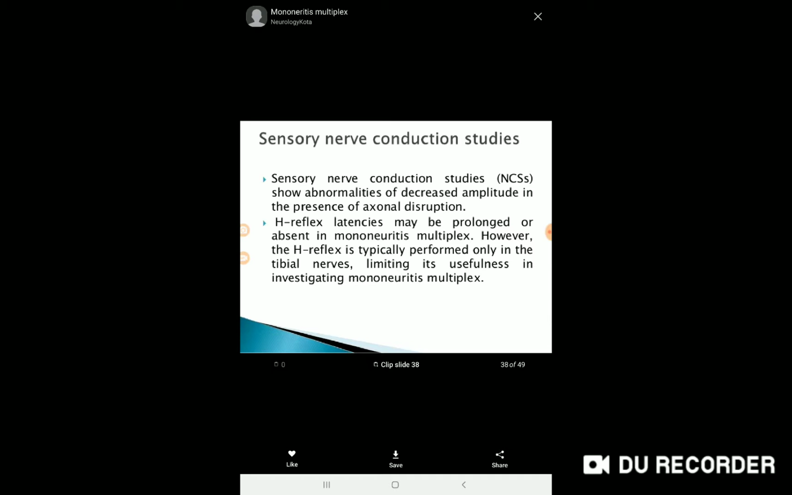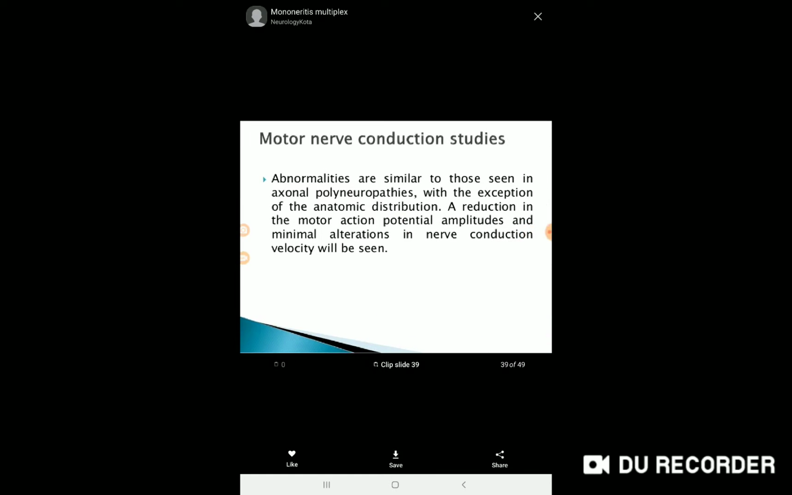In case of mononeuritis multiplex, H reflex latency is absent. The H reflex is usually seen in the tibial nerve. And we can do NCS also. Here the findings are the same as in axonal polyneuropathy, with a decrease in the motor action potential. For the axonal form, you can remember it by A for axonal, A for amplitude. In axonal disease, the amplitude will be reduced. And in demyelinating disease, the velocity will be reduced.